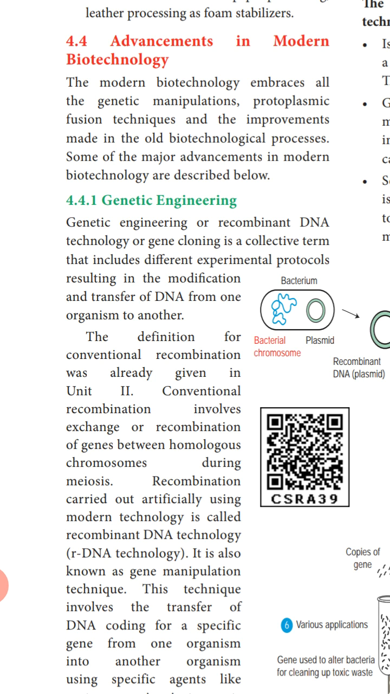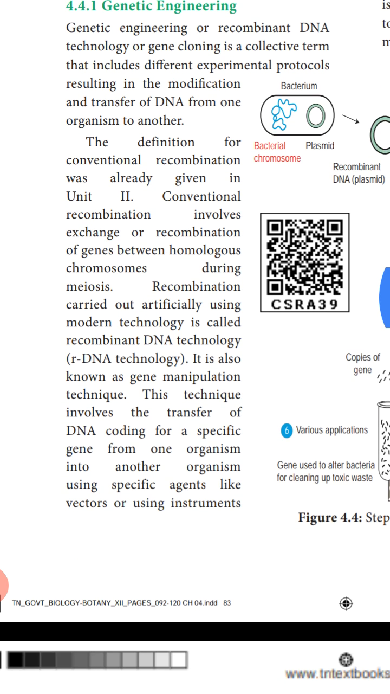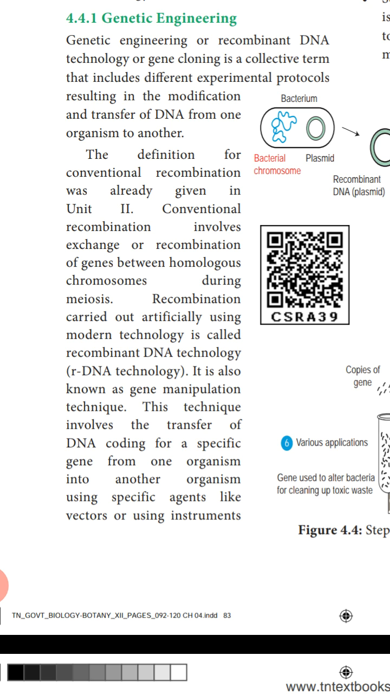But in modern technology, we are obtaining recombinant DNA. How is it done? By the transfer of the desired gene, the DNA coding for a specific gene, which is isolated from one organism and transferred to another organism. For this we require some agents. These may be vectors, the carriers of this desired gene, or we use some instruments for the transfer of this desired gene into an organism.